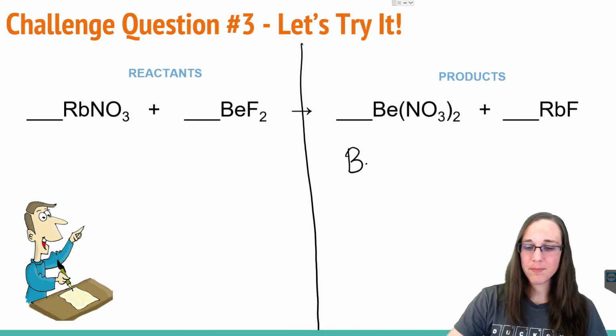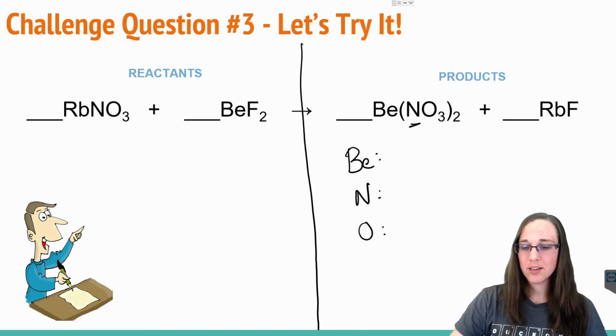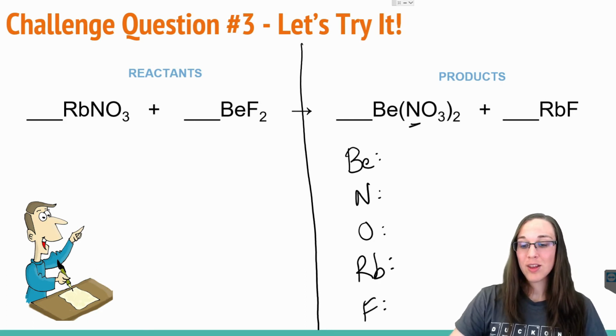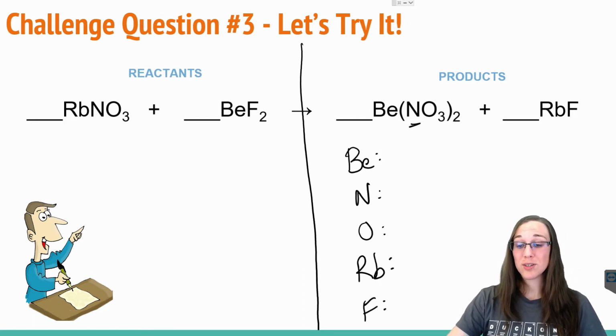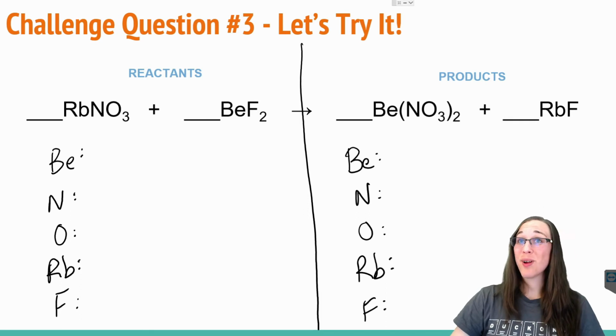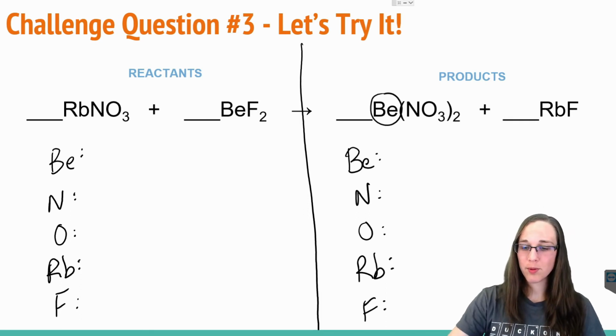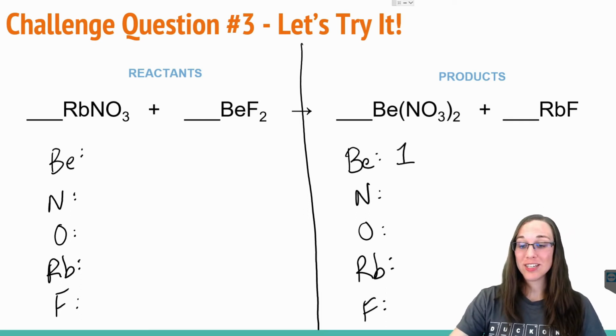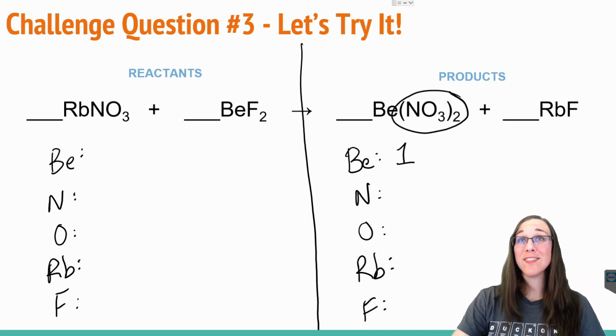We have beryllium, Be, we have nitrogen, we have oxygen, we have Rb, and we have F. Notice that the bookkeeping here is going to be huge to make sure that we are staying on track. All right, how many of each do we have? On the product side, we have 1 beryllium. How about the nitrogens? We technically have 2 whole cookies of nitrate.